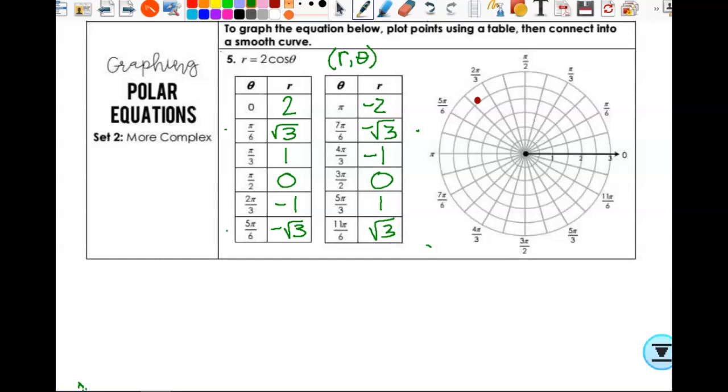Okay, so now let's plot these things. In order to do that, we need to know that the square root of 3 is about 1.8. Okay, just so that we have something, here I am graphing. So when theta is 0, the radius is 2. When theta is pi 6, the radius is about 1.8, which is about right there. When theta is pi thirds, my radius is 1. When theta is pi halves, my radius is 0.